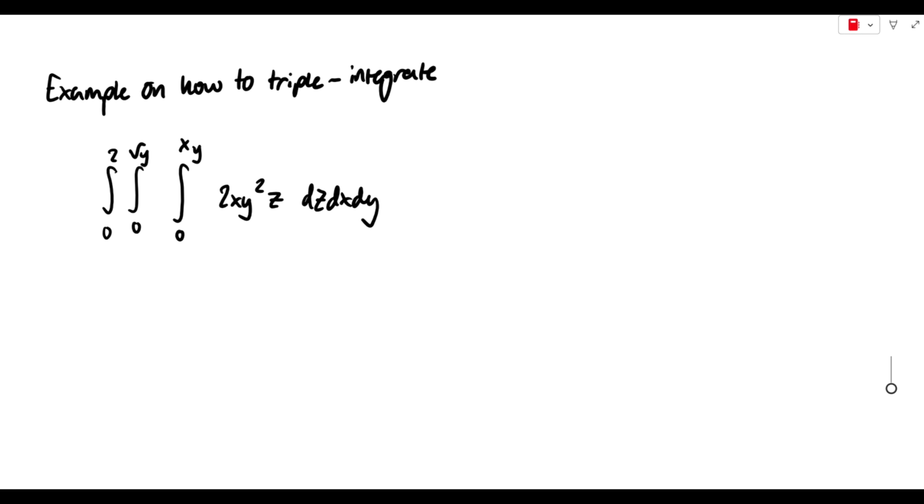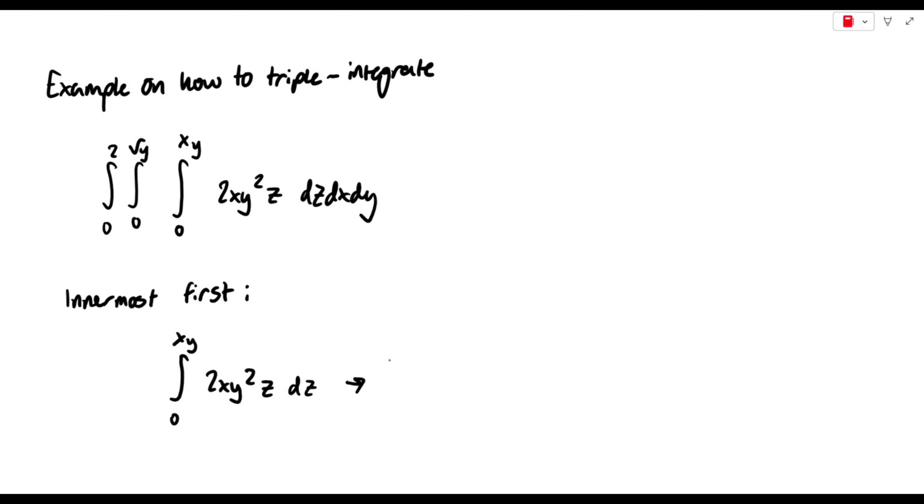So here's our integral, the triple integral of 2xy squared z dz dx dy. First begin with the innermost integral and work your way out. For the first one, we have the integral from 0 to xy of 2xy squared z dz. The variable after d tells you which variable you're going to integrate. So here we're integrating with respect to z, and then x and y are treated as constants.